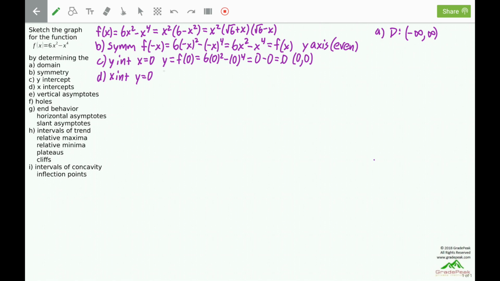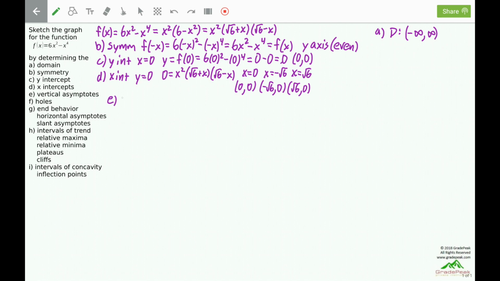So y, which is f of x, is 0, and it can be set equal to the factored version of the function, x squared times root 6 plus x times root 6 minus x. We can now easily solve for each of the x values. x equals 0, x equals negative root 6, and x equals positive root 6. Each has a y-coordinate of 0. These are the corresponding x-coordinates. So we have 0, 0. We have negative root 6, 0. And we have positive root 6, 0 as the three x-intercepts.